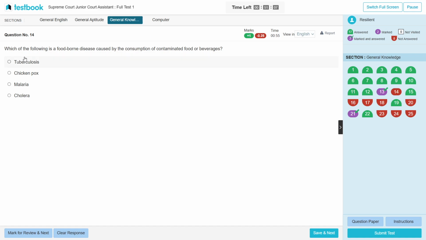Which of the following is a foodborne disease? Tuberculosis?